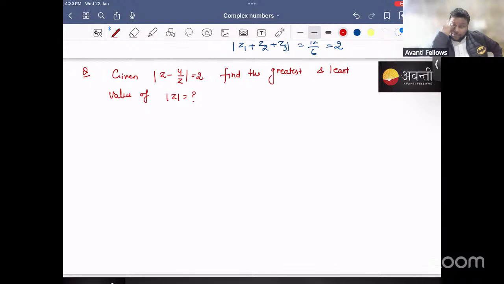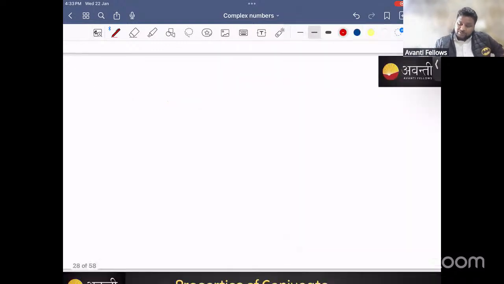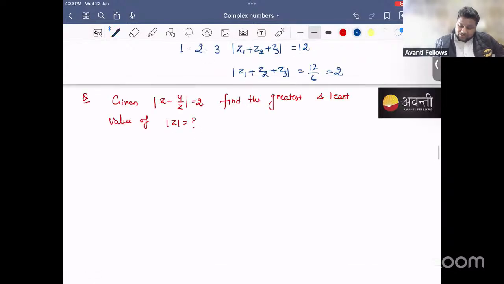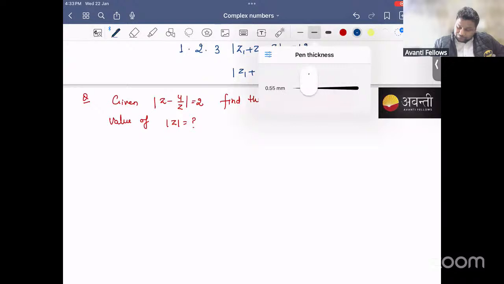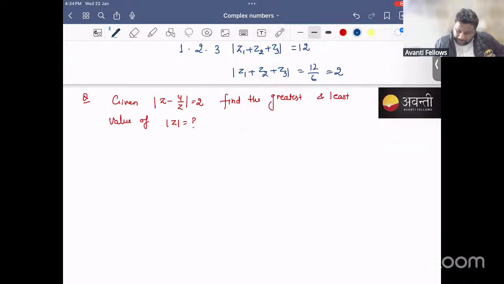Yes, quickly try. Only one property is what we are going to use, that is the triangle inequality that we have done today. That's a magic property, magic I tell you. See, how do I do it? Magnitude of z minus 4 upon z mod will be less than or equal to mod z plus 4 upon mod z, and this is more than or equal to mod z minus 4 upon mod z magnitude.